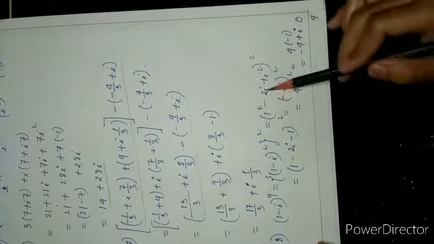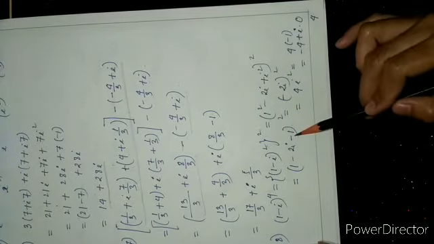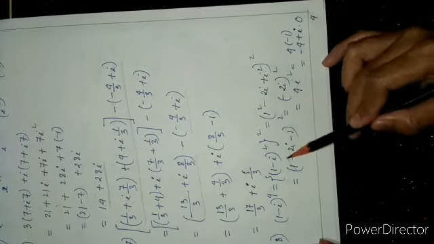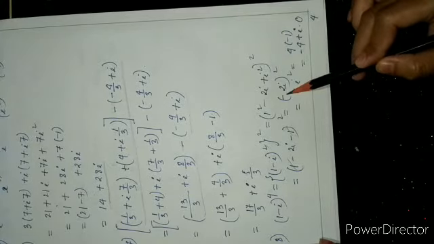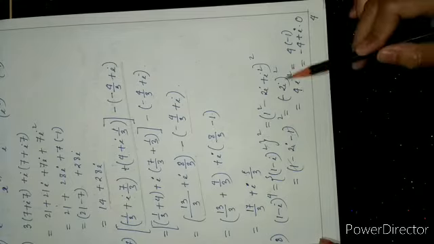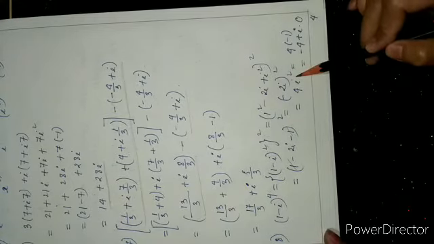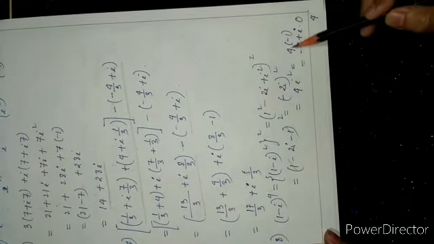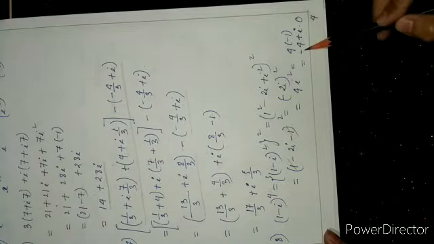This 1 square is 1, 2i, and the value of i square is equal to minus 1. Cancelling this plus 1 and minus 1, we have minus 2i whole square. Minus 2 whole square is equal to 4, and write i square. Since the value of i square is equal to minus 1, 4 into minus 1 is equal to minus 4.